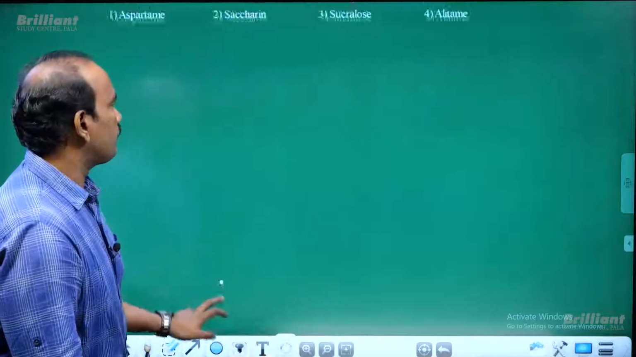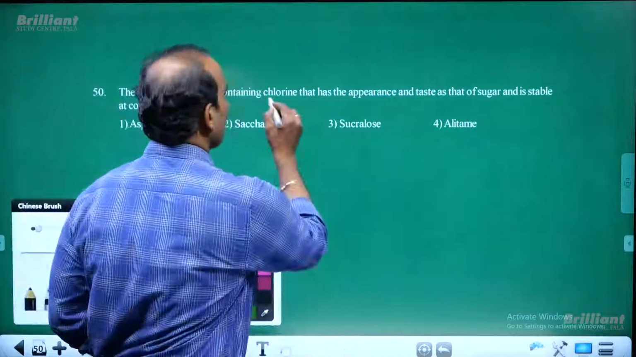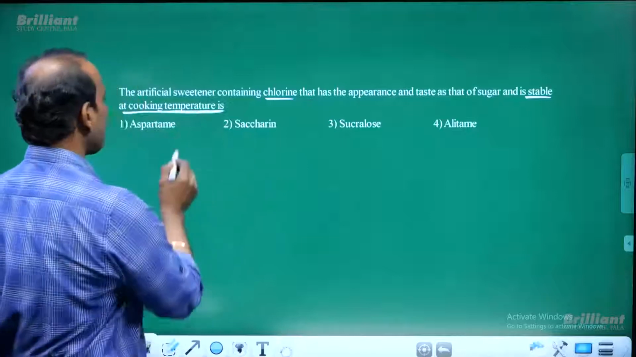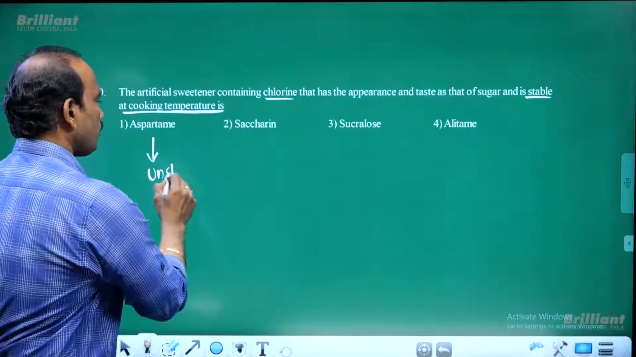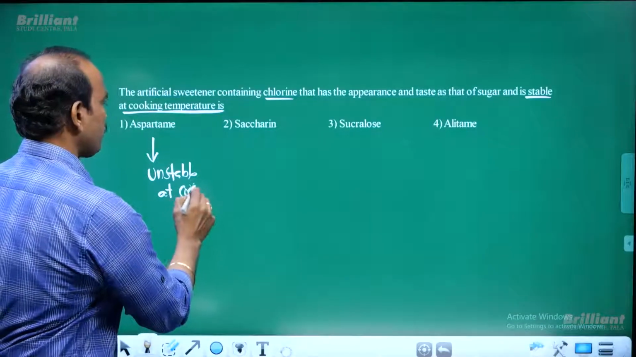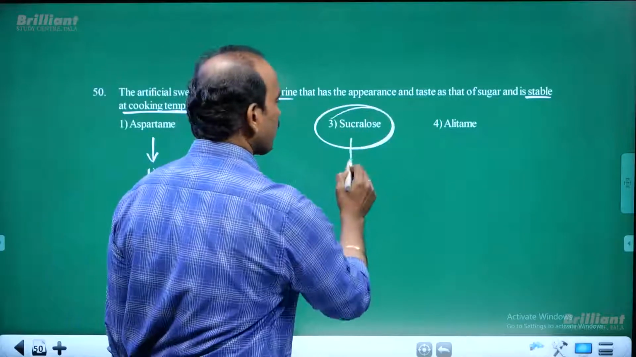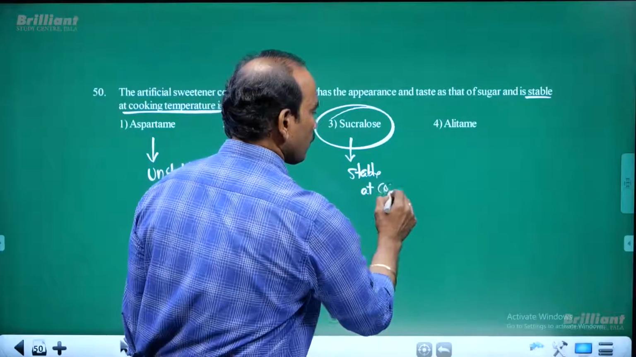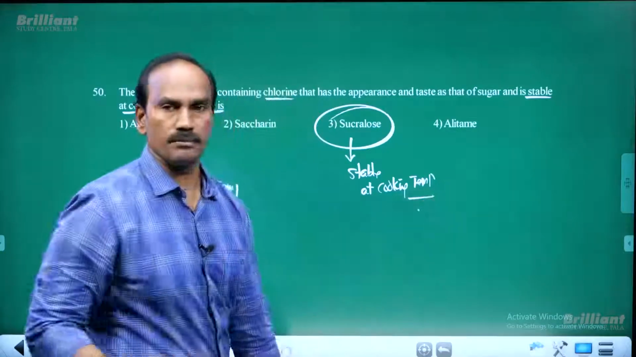And then the artificial sweetener containing chlorine and stable at cooking temperature. This one is unstable at cooking temperature, but this is stable at cooking temperature. So the answer is 3. Clear?